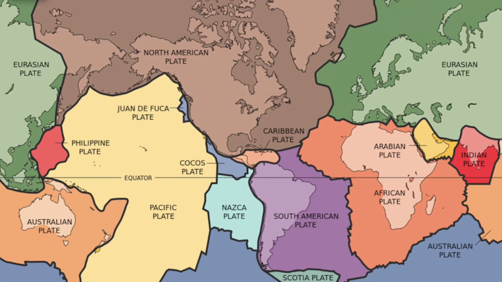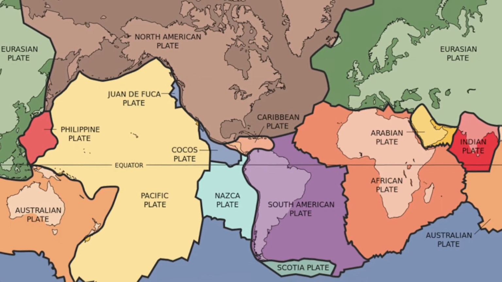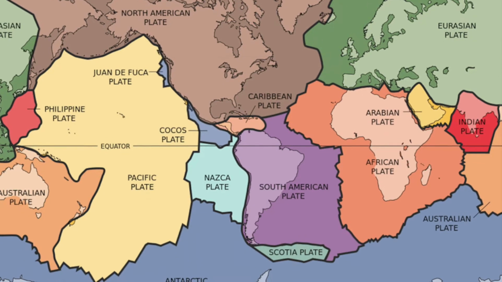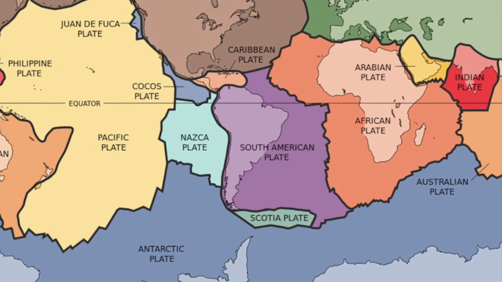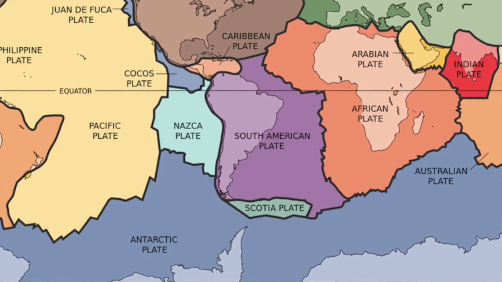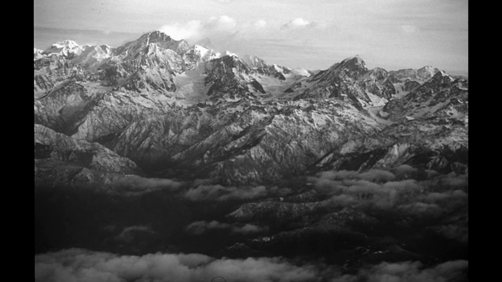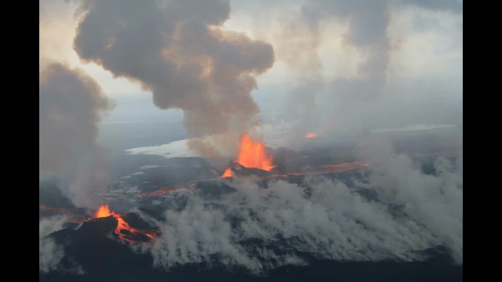As you can see in this picture, the plates are colored in blue, purple, yellow, and there are several large plates that cover the Earth's surface. Sometimes when 2 plates collide, they create mountains. They can also create volcanoes, or they can create earthquakes by sliding past each other.